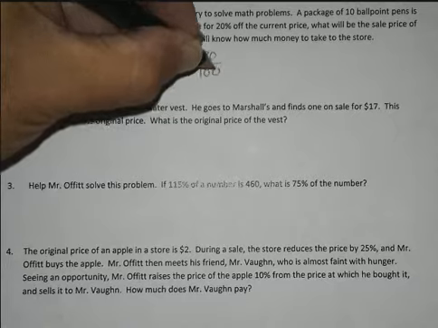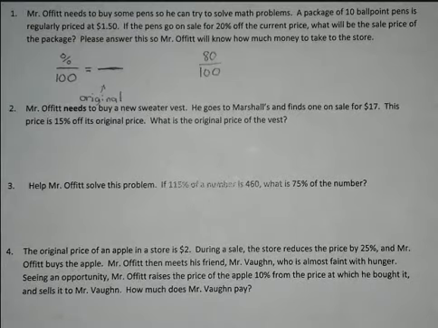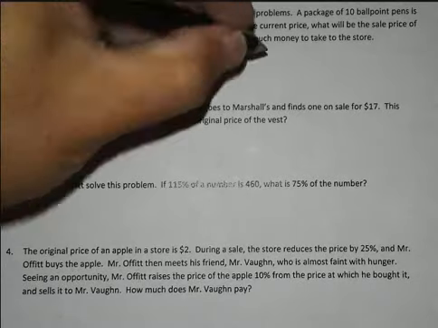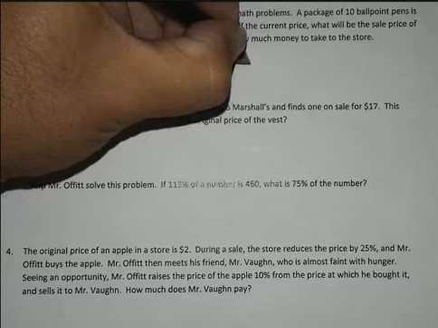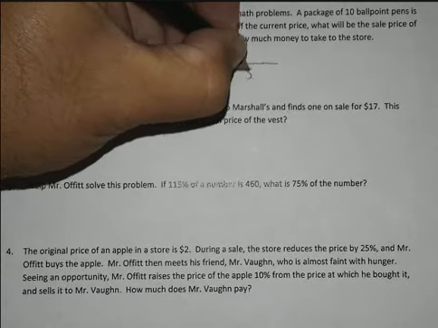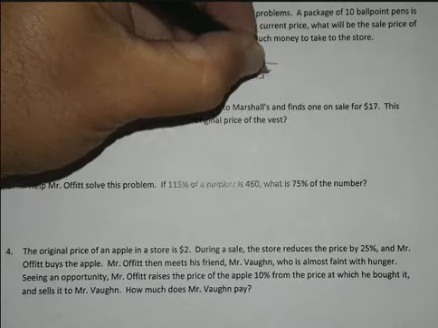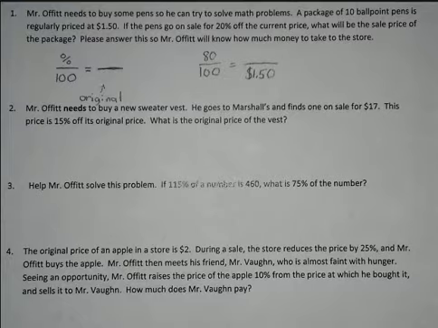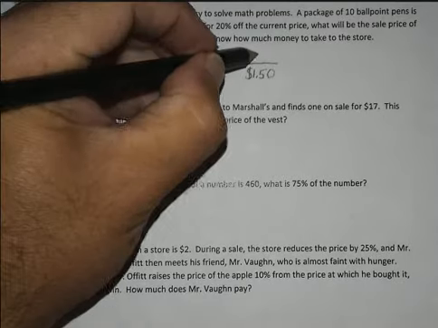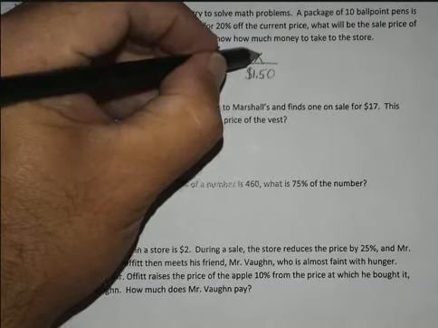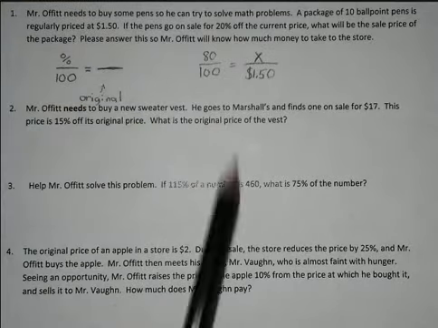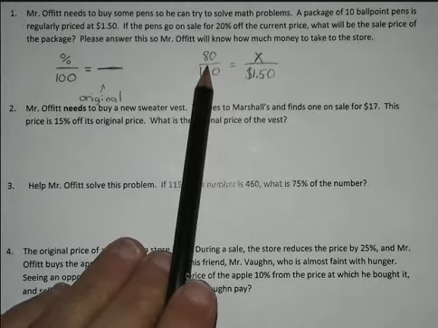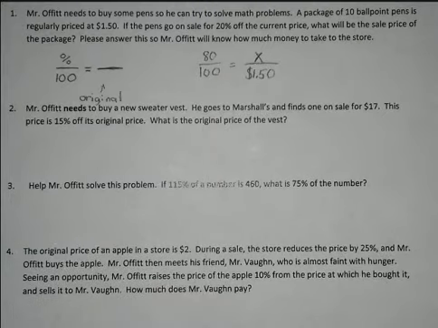So you have 80 over 100, and then you'll go equals. Mr. Offutt's pens have a starting price of $1.50, and if you put X here, that's going to be the sales price. If you accidentally put 20 here, you're going to get how much he will save. And you could subtract that from the original price. That will work.